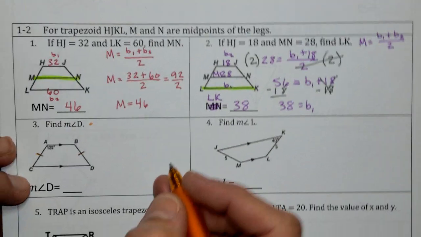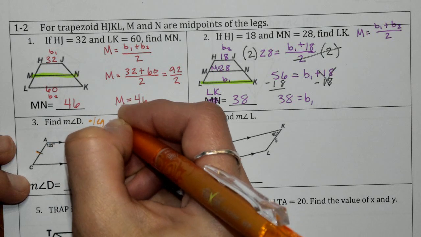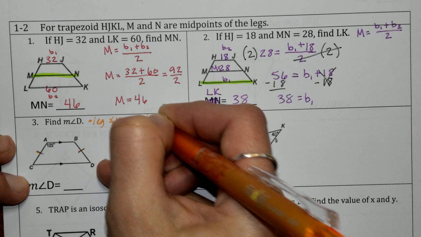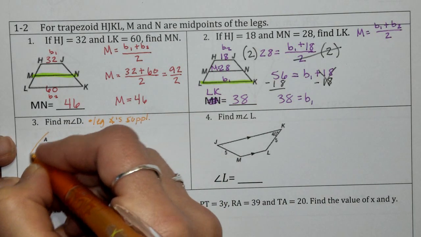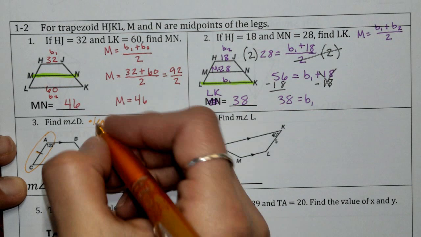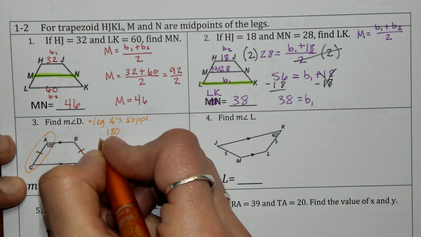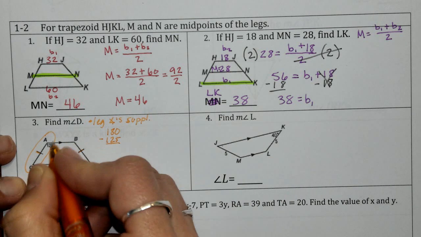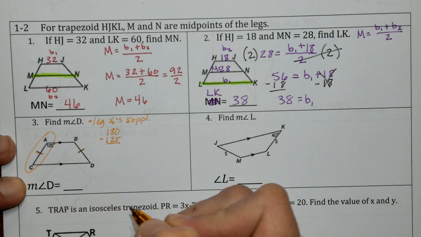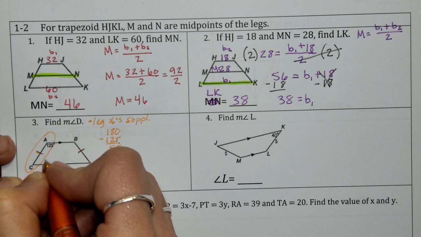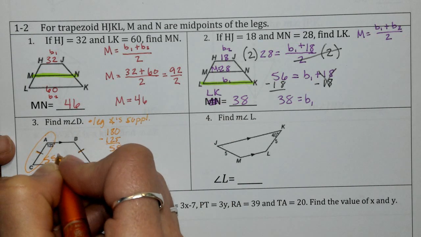So here we can type in leg angles supplementary. That means A and C together are going to add to equal 180. If we take that 180 degrees, the supplementary, and subtract the 125 that we have for angle A, we can find angle C, and this will be 55. So down here we've got 55 degrees.